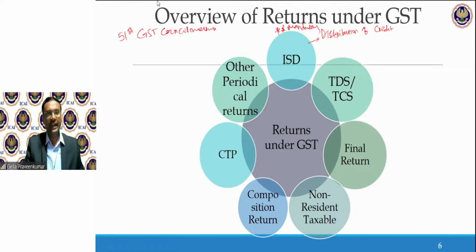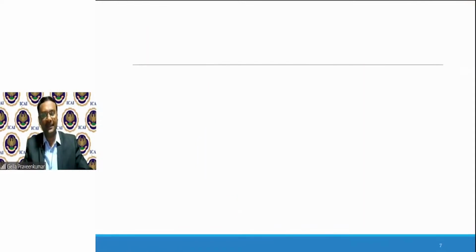Why? Wherever you ought to distribute your input tax credit but you are not distributing it, then they say that my distribution of input tax credit cannot be done on a tax invoice. Rather, that has to be done using ISD. I'll explain this concept once again.